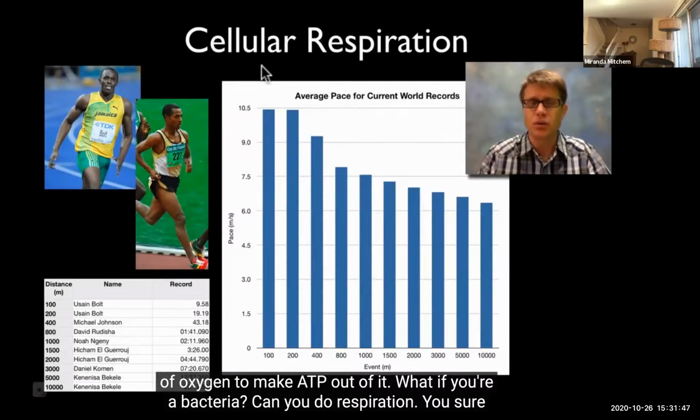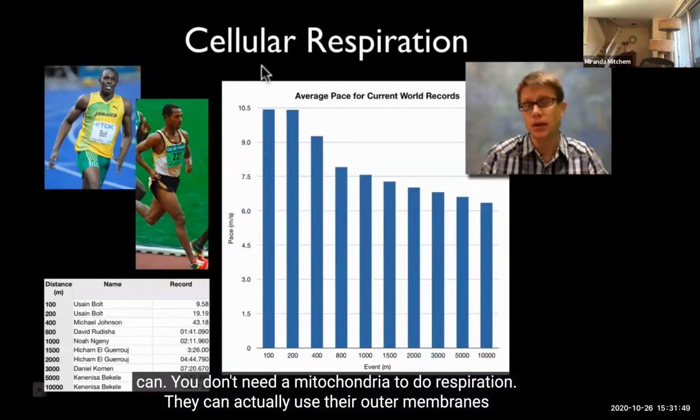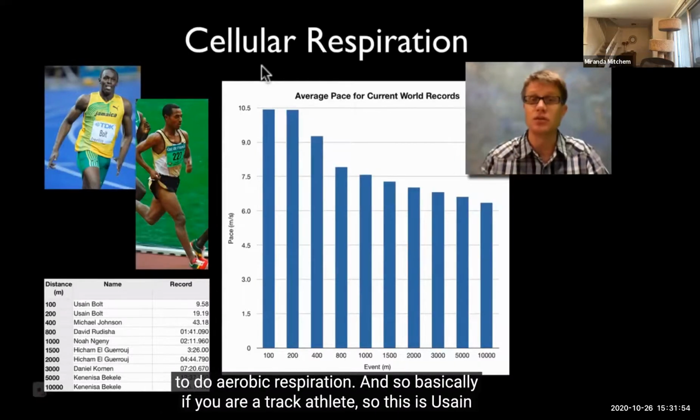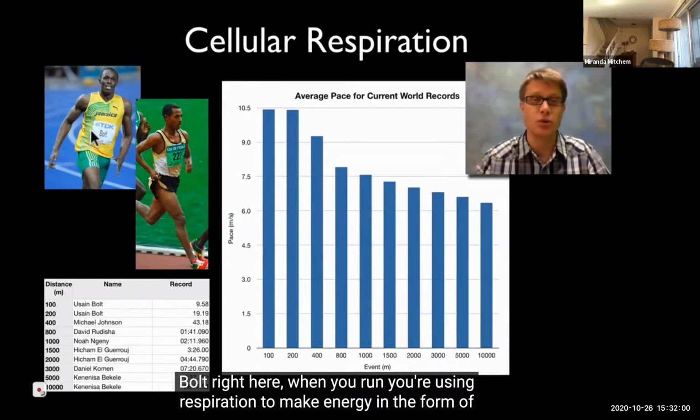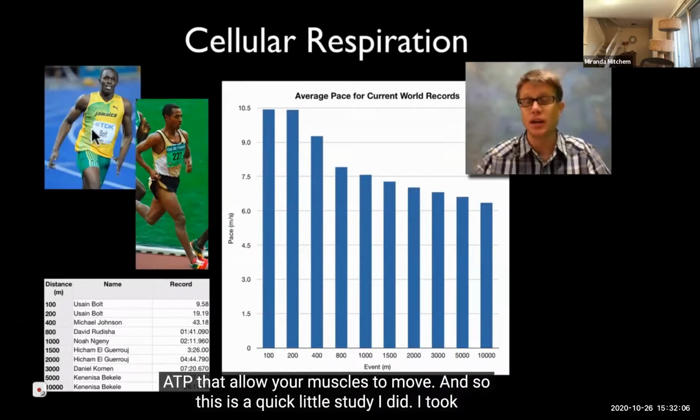What if you're a bacteria? Can you do respiration? You sure can. You don't need a mitochondria to do respiration. They can actually use their outer membranes to do aerobic respiration. And so basically, if you are a track athlete, so this is Usain Bolt right here, when you run, you're using respiration to make energy in the form of ATP and allow your muscles to move.